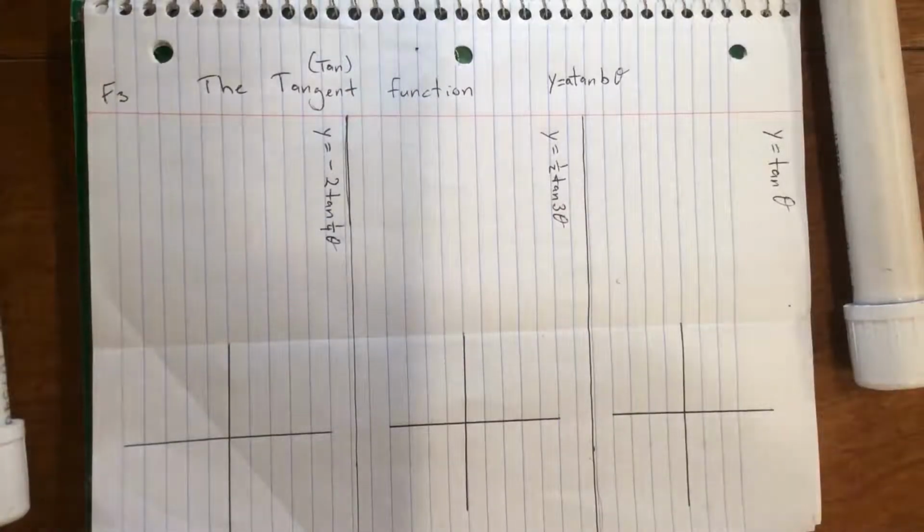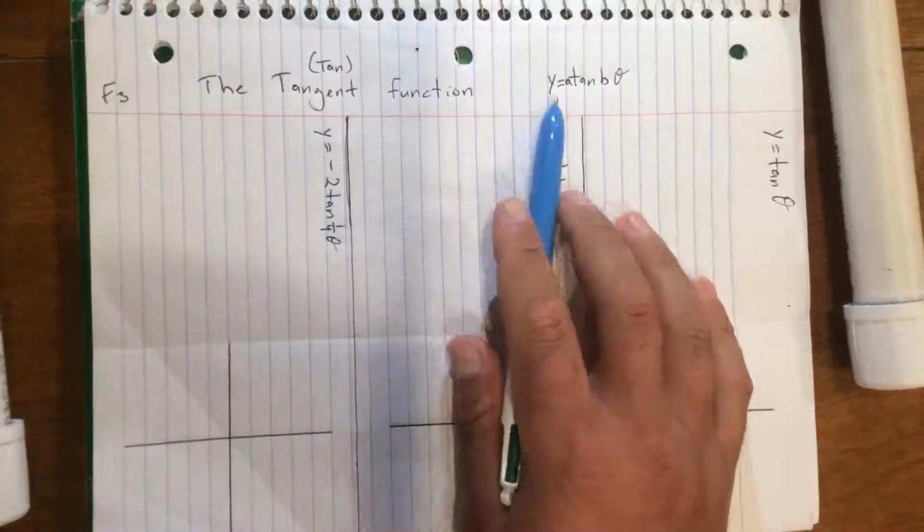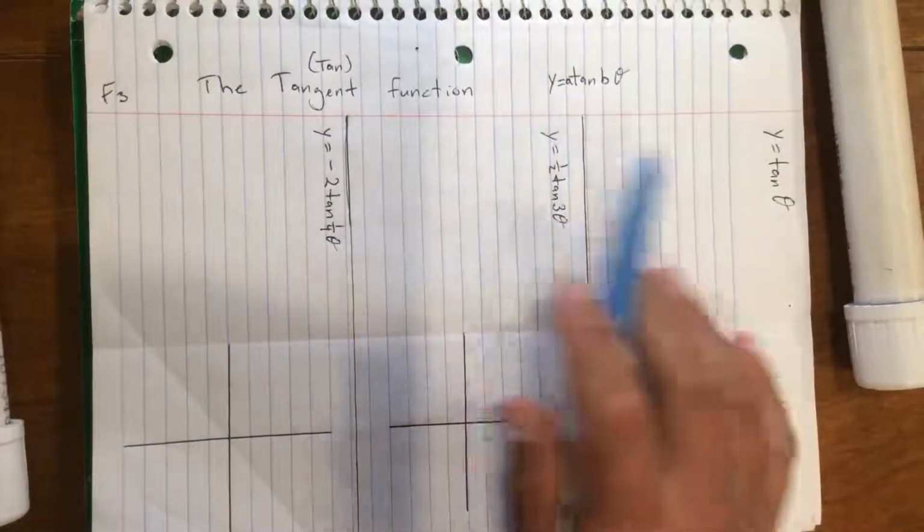This is foldable number 3 from the list of tangent, sine, and cosine. This is the tangent function, and this is the equation that we are going to be using for this one before we get into the crazy phase shift plus k ones. All right, so we're going to go ahead and go here.